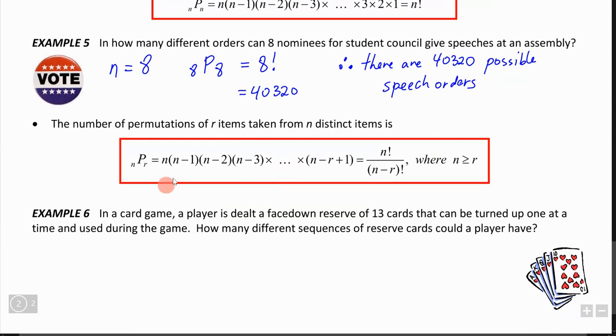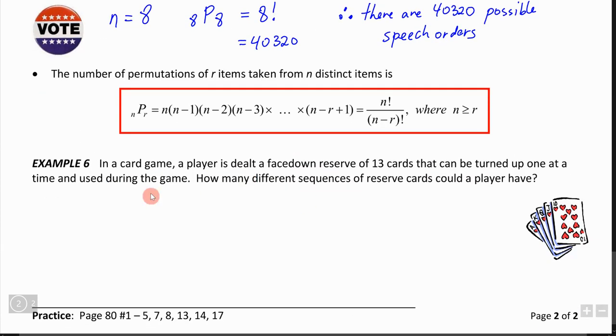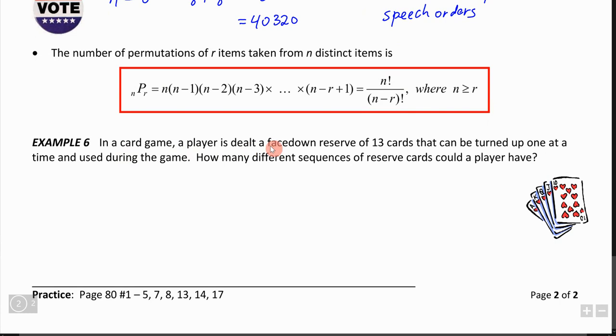Okay, let's go through an example. Maybe it will be clear when we do. In a card game, a player is dealt a face-down reserve of 13 cards that can be turned up one at a time and used during the game. How many different sequences of reserve cards could a player have? So we're talking about how many items? Well, a deck of cards is 52 cards, so n equals 52.